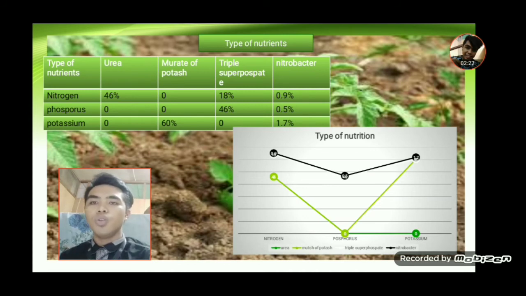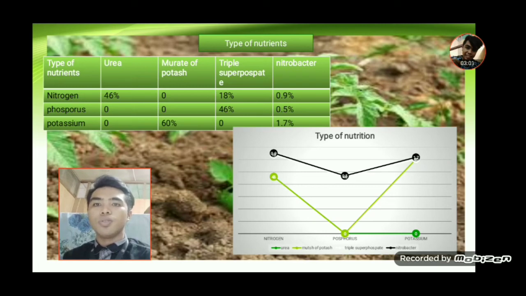Do you know what the content of urea is? The urea content: nitrogen is 46%, phosphorus is 0, and potassium is 0. We go to the muriate of potash. The content of muriate of potash is nitrogen 0, phosphorus 0, and potassium 60%.